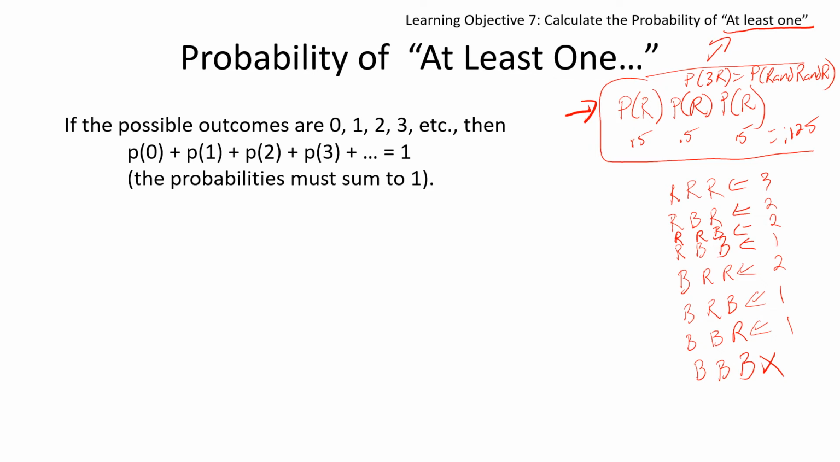But there's actually an easier way to calculate this rather than figuring out all possible outcomes, because like I said, I missed an outcome. If I miss an outcome, that messes everything up. So instead, we're going to do this special case of the probability of at least 1.